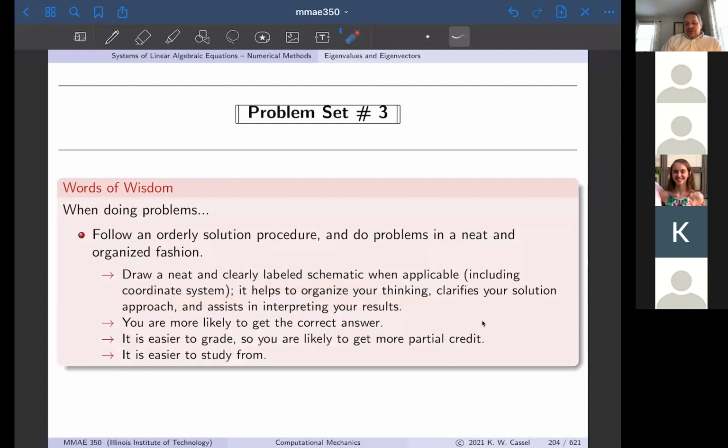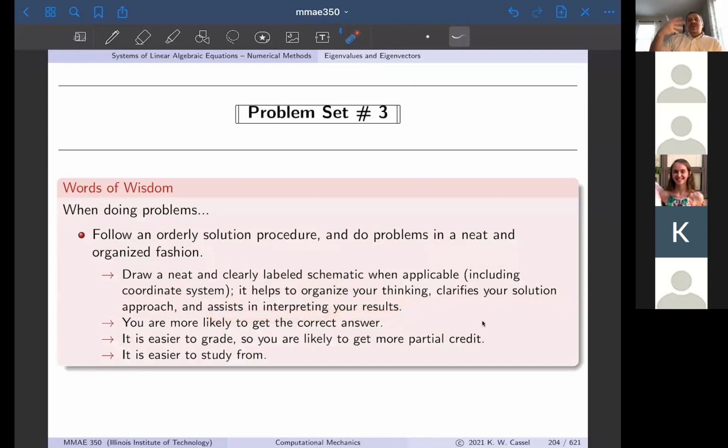It clarifies your solution approach. So in the spring mass example, the details of what the sign should be, well, that's confusing. You need to make sure you get that right. Otherwise, you'll get the wrong equation and you'll get the wrong answer. So it'll help clarify the solution approach as well as the details of the solution. It also assists you in interpreting your results.